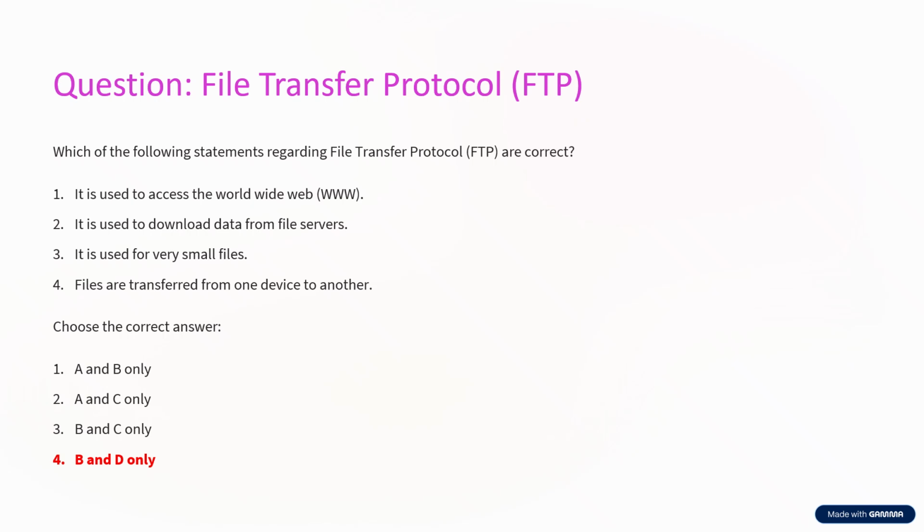B is that it is used to download data from the file server, and D is that files are transferred from one device to another device. Both are statements regarding the file transfer protocol. These two are the correct statements.